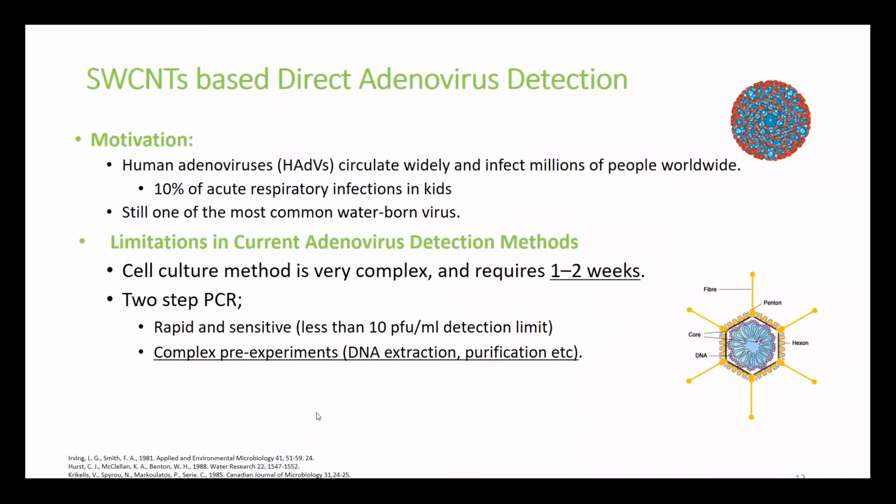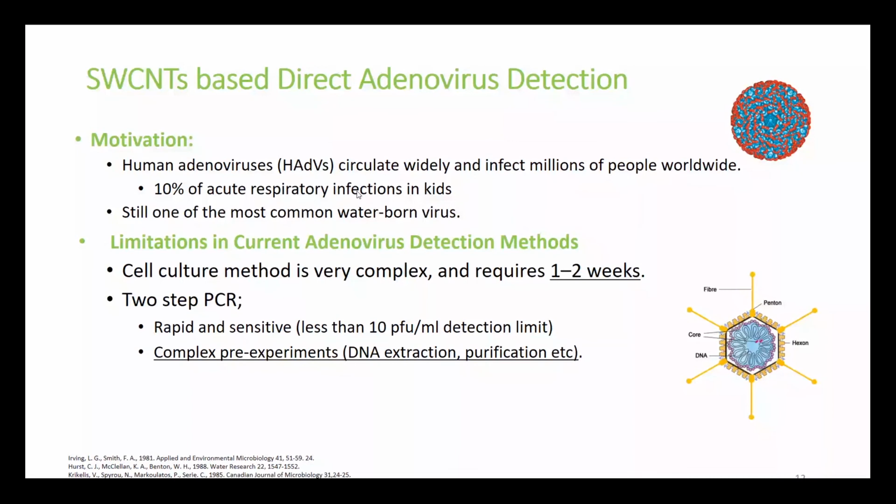First of all, we try to detect adenovirus. It is a pathogenic virus. It widely infects millions of people worldwide. It is not as lethal as coronavirus, of course, but it can affect a million people every year, and it can cause respiratory infection in kids, and it can be deadly, especially in kids. It is a waterborne virus. It means it can contaminate the water, and it can infect people through water sources. So detecting this virus in water sources is quite important.